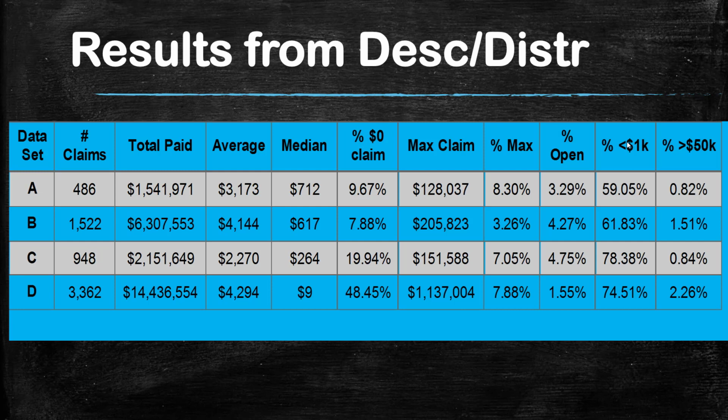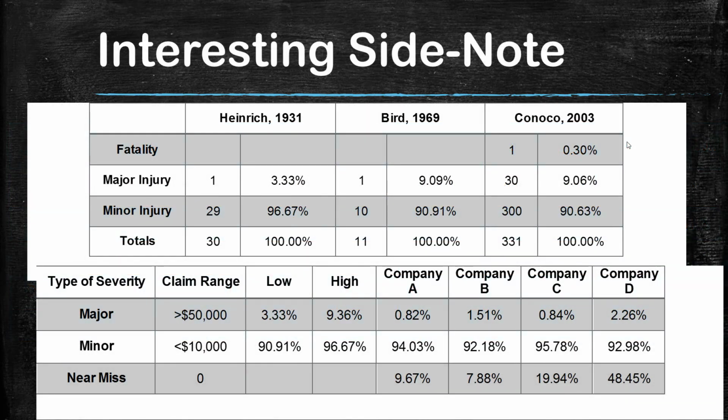Here are some of the results from the description and the distribution. It's interesting, and I believe we've looked at this before, but it kind of just shows the breakdown of the data of each of the data sets for more of a 10,000 foot view. Now, one thing I had done, and mentioned in the first video, and I'm going to discuss again, I believe, in the final video, is if you'll recall Heinrich, Bird, and there are some newer accident pyramid ratios that are out there.